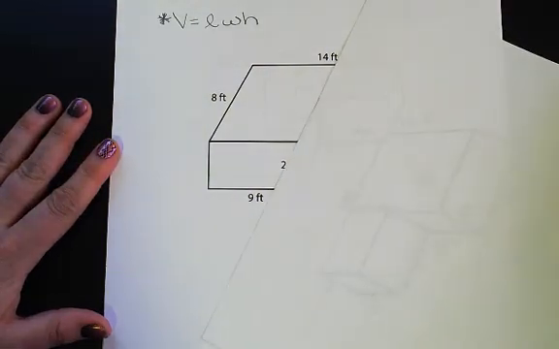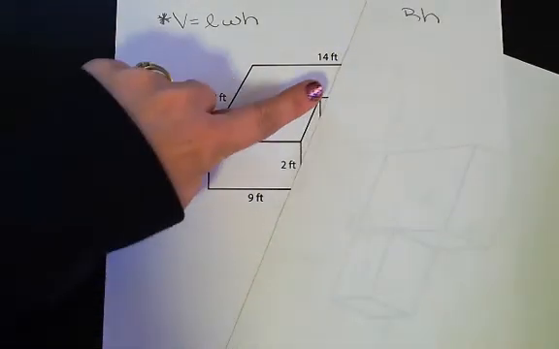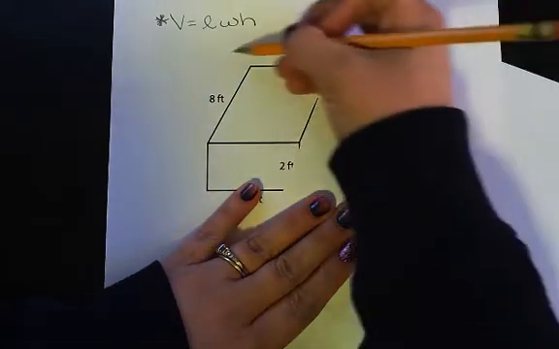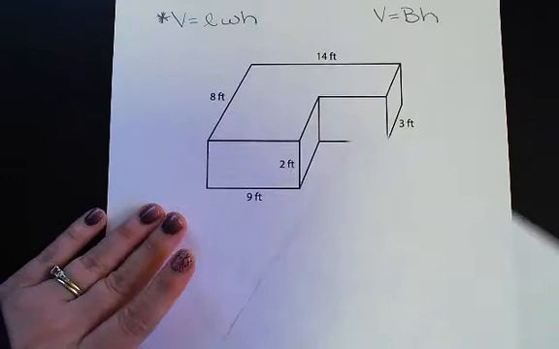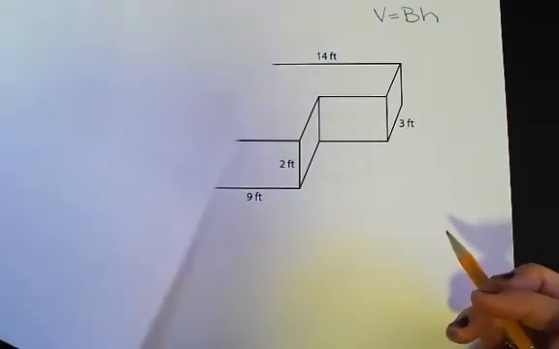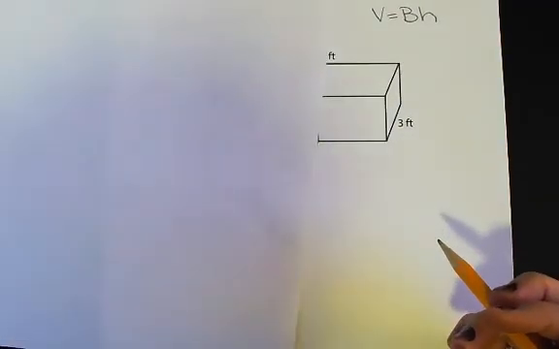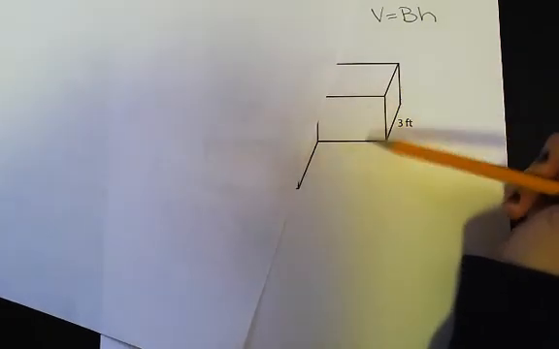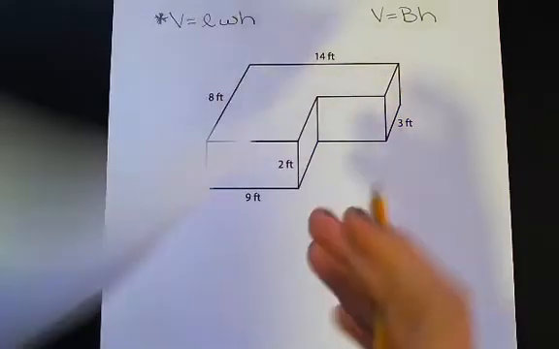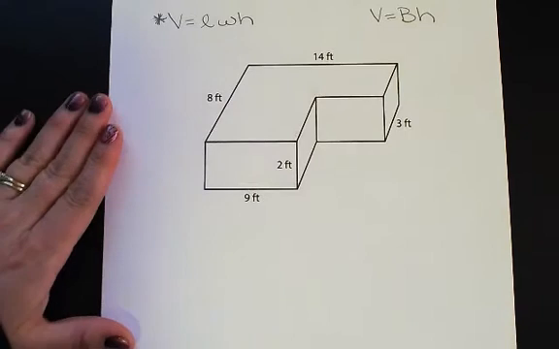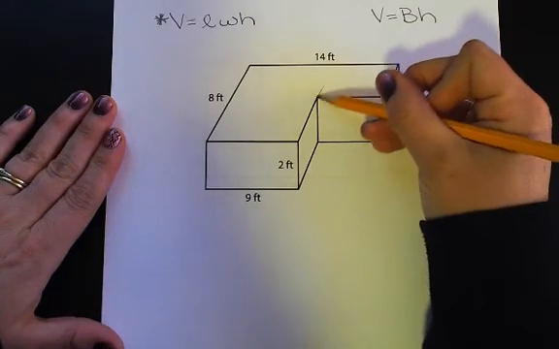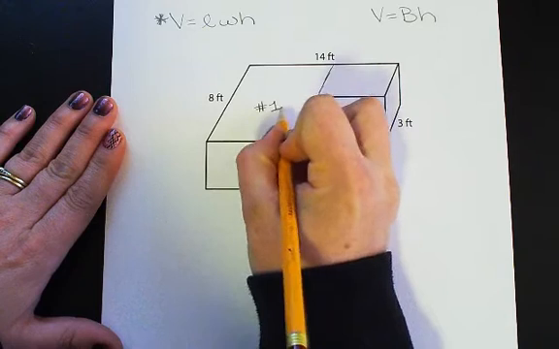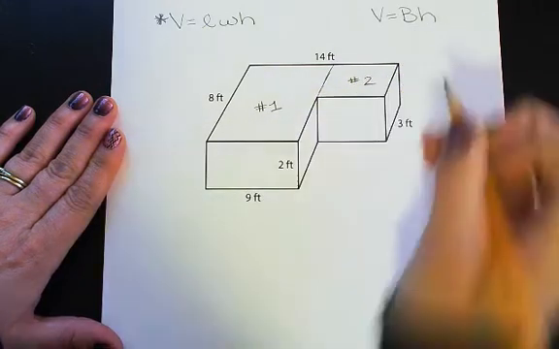So if you guys imagine, it's as if I cut off this part of the shape over here, and then I'm left with just this rectangular prism right here, and then it would leave me with this rectangular prism over here that I would need to find the volume of. So I'm going to choose to do it that way for this one. So I'm going to go ahead and draw that line right here. And now I've divided this into shape number 1 and shape number 2.